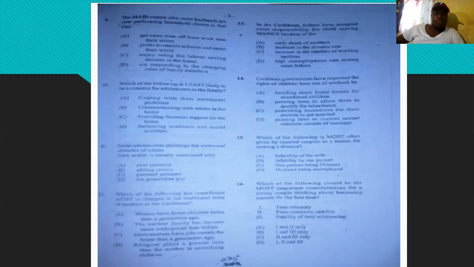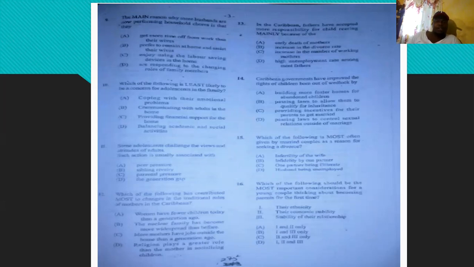Number 12, which of the following have contributed most to changes in the traditional roles of members in the Caribbean? A, women have fewer children today than a generation ago. B, the nuclear family has become more widespread than before. C, more mothers have jobs outside the home than a generation ago. And D, religion plays a greater role than the mother in socializing children.